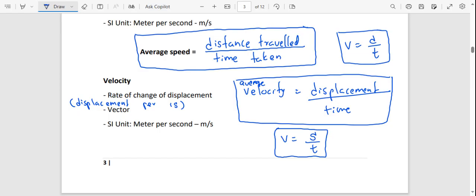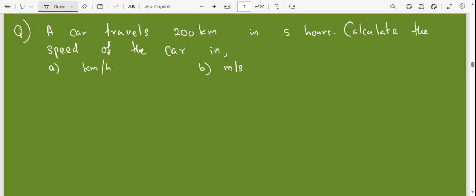Let's see how we can apply this in a question. As an example, a car travels 200 kilometers in 5 hours. Calculate the speed of the car in kilometers per hour in the first part, and meters per second in the second part. Kilometers per hour is generally used most of the time, especially for the speed of a vehicle, but the main SI unit, remember, is meters per second.